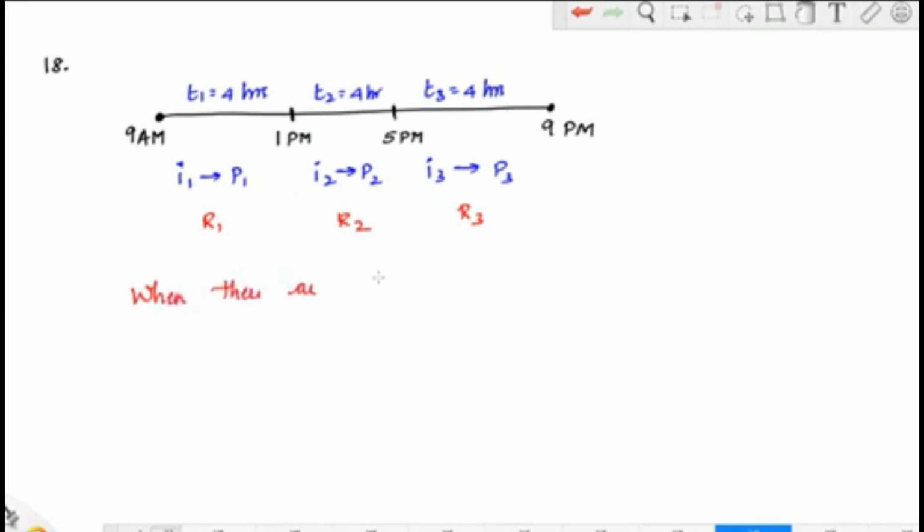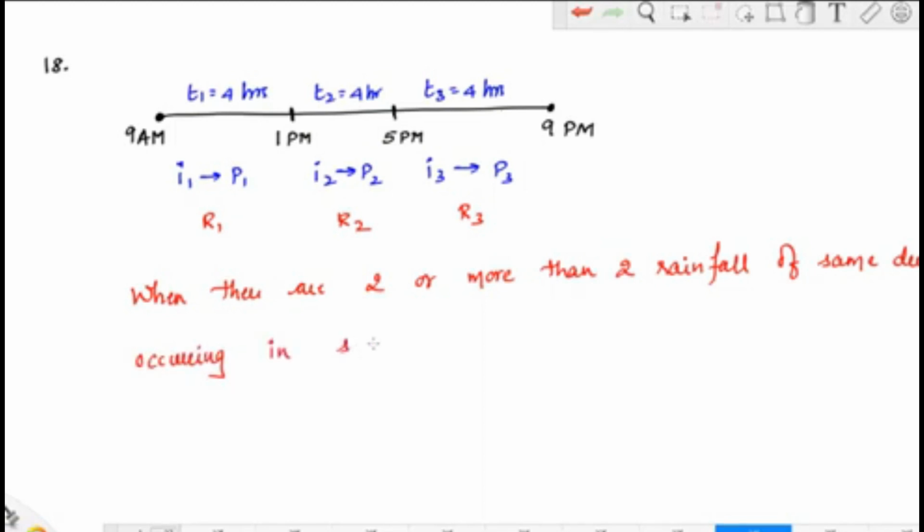So when there are two or more than two rainfalls of same duration occurring in succession, use convolution method. Whenever there are such kind of consecutive rainfalls of same duration, you have to go for convolution method.